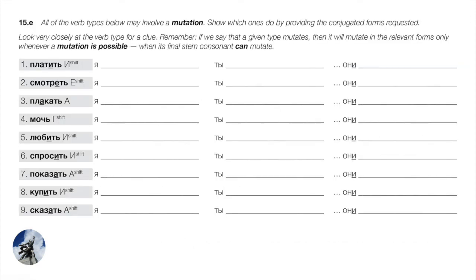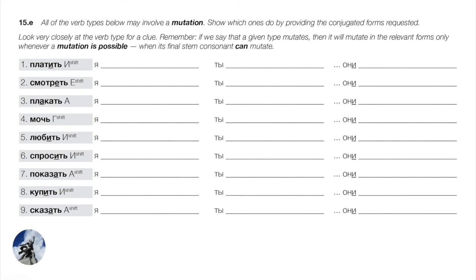Okay, let's do one more exercise, 15E, and look at some types that all involve a mutation of one kind or another. A quick summary: we don't want to get the idea that mutations are going to be constantly happening for no apparent reason all over the place. We've got to get our paranoia under control and realize these aren't going to happen all the time. So let's review quickly the types where we have seen mutation and where the mutations occur.